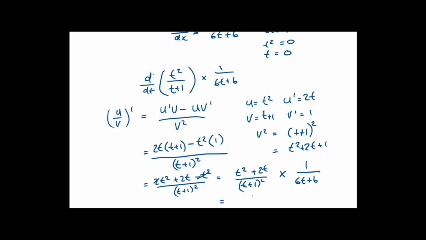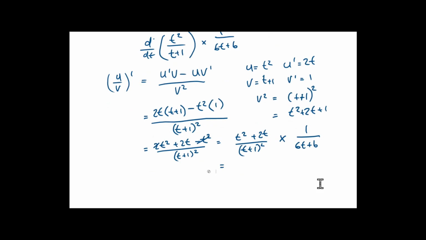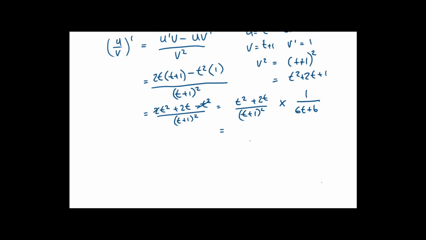So we end up with, at the end of all of that, t squared plus 2t, 6t plus 6, over (t plus 1) squared, and we set that equal to 0. And that's really great because we multiply both sides by the denominator, and we're left with this.